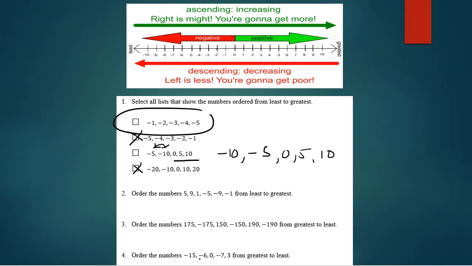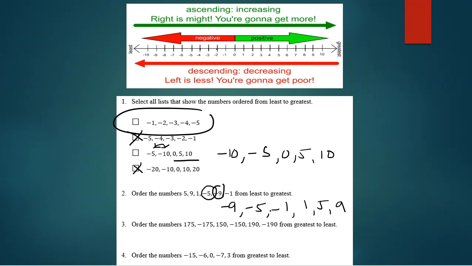Okay, 2, 3, 4. Order the numbers 5, 9, 1, negative 5, negative 9, negative 1 from least to greatest. Okay, so the biggest negative is actually our smallest value. So negative 9, and then we would have negative 5, and then we would have negative 1, and then we would have 1, and then we would have 5, and then we would have 9.